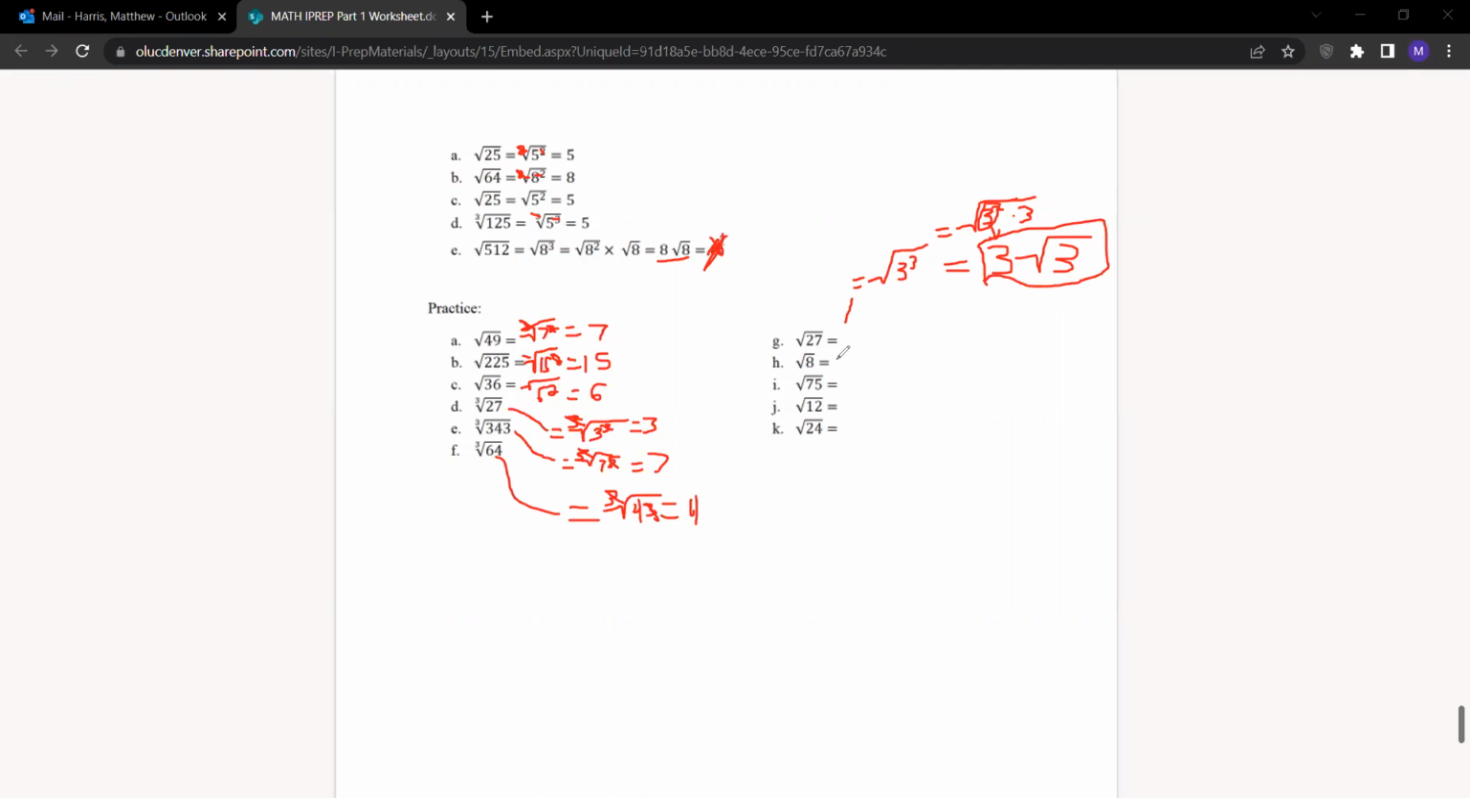All right, so let's go ahead and try number 8. So number 8, or sorry, h, the square root of 8. You know, 8 is the cube of 2. So 2 cubed is equal to 8. So again, we can do the same thing over here, where it equals 2 squared times 2 equals 2 square root of 2.